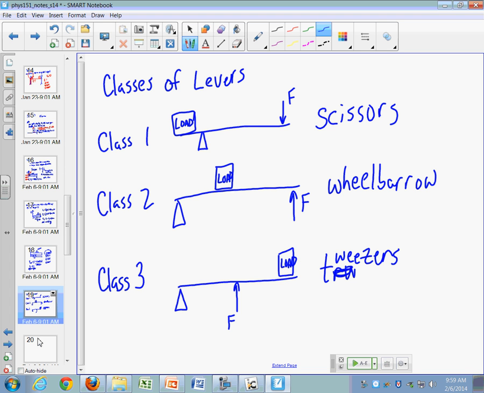May I move from here? Got the levers okay? Scissors, wheelbarrow, and tweezers. That's the easy part, yeah.